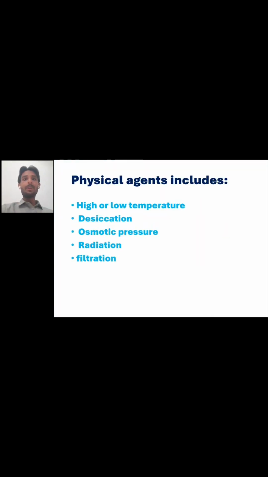In microbiology, we have a lot of methods by which we can control microorganisms. The first one is high or low temperature. High or low temperature affects the growth and reproduction of bacteria. It slows down or kills the bacteria. The high temperature kills the bacteria, while the low temperature stops or prevents the reproduction of bacteria.